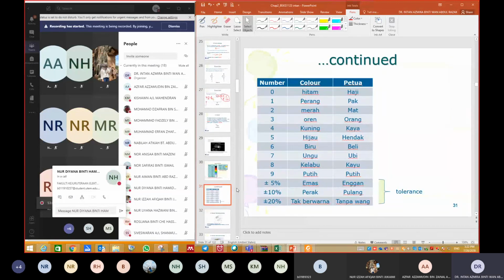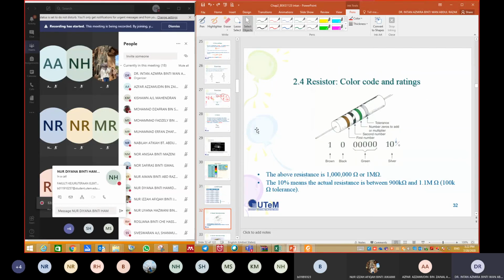Okay. This is in Malay. Haji pamak orang kaya hendak beli ubi kaya putih enggan pulang tanpa wang, as your teacher taught you during your secondary school.